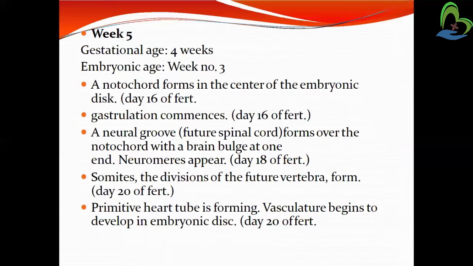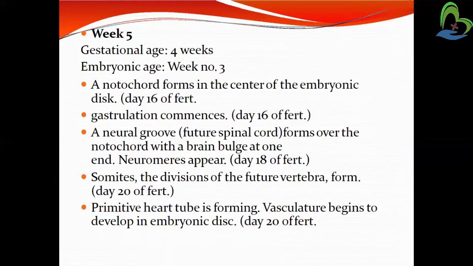And a neural groove, that is the future spinal cord, forms over the notochord with a brain bulge at one end, and neuromeres appear at day 18 after fertilization. So the neural groove forms the future spinal cord of the fetus, and the notochord forms the brain with a bulge at one end, meaning one end has a bulging formation, and this event occurs at the 18th day of fertilization. So somites, the division of the future vertebra, form.